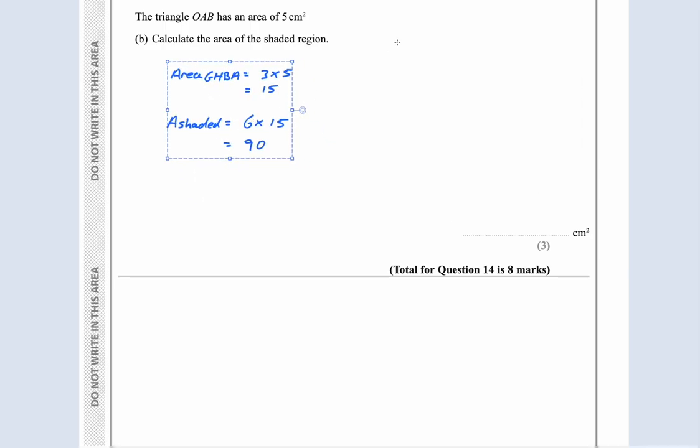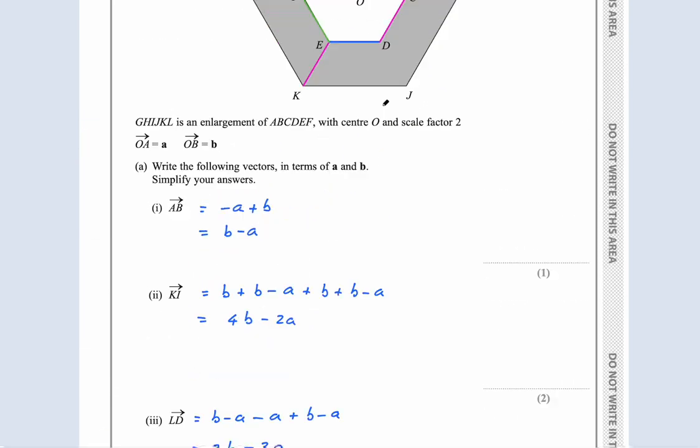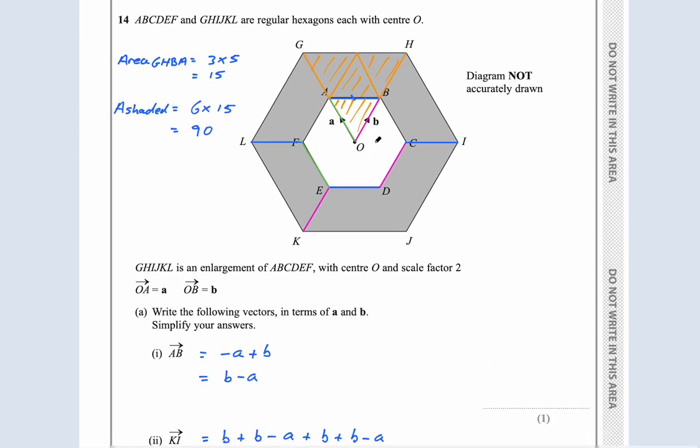There we go. The alternative method, guys, if you prefer, is to note that the area of the small hexagon here, let's call it S for small, is 1, and again I can split this up into different triangles, 1, 2, 3, 4, 5, 6. So that's 6 times 5, which is 30.